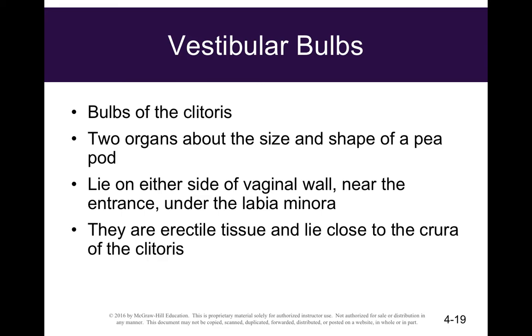The vestibular bulbs, or the bulbs of the clitoris, are two organs about the size and shape of pea pods. They lie on either side of the vaginal wall near the entrance, and they're located under the labia minora. They're erectile tissue, and they lie very close to the crura of the clitoris.